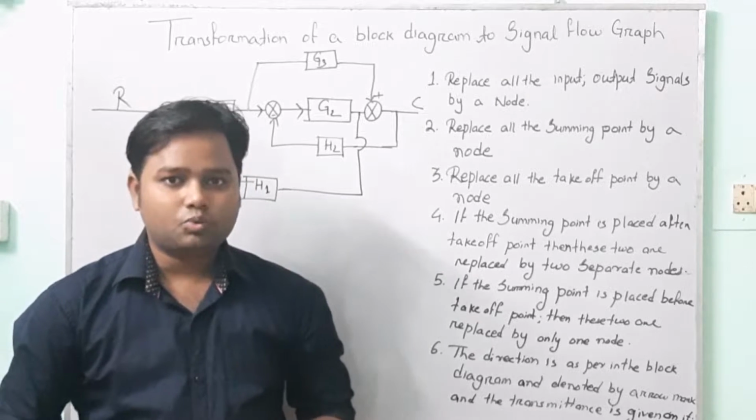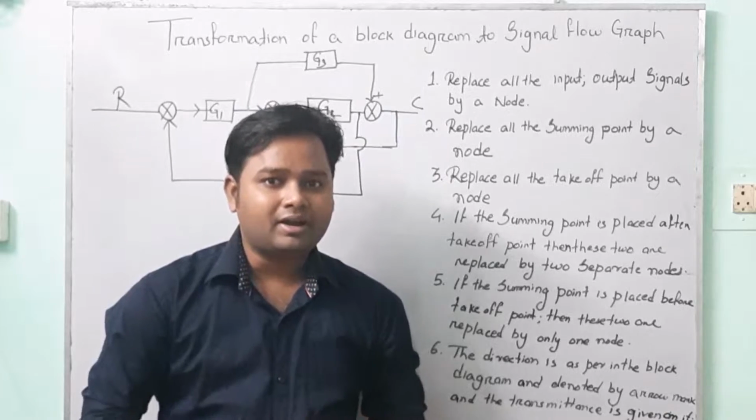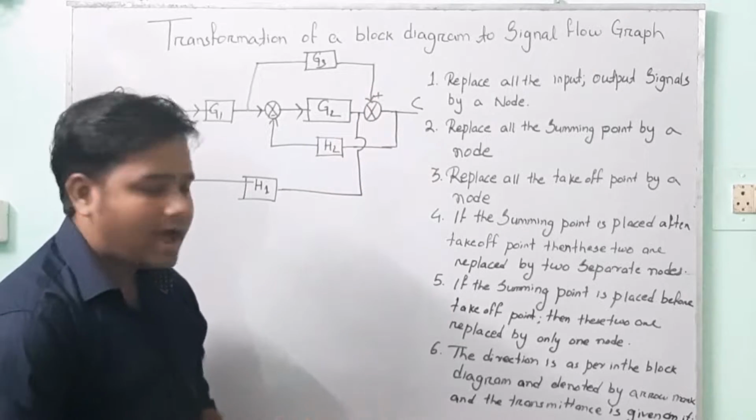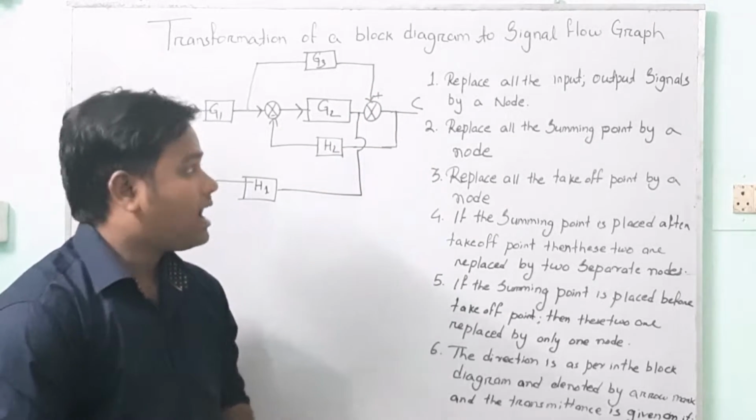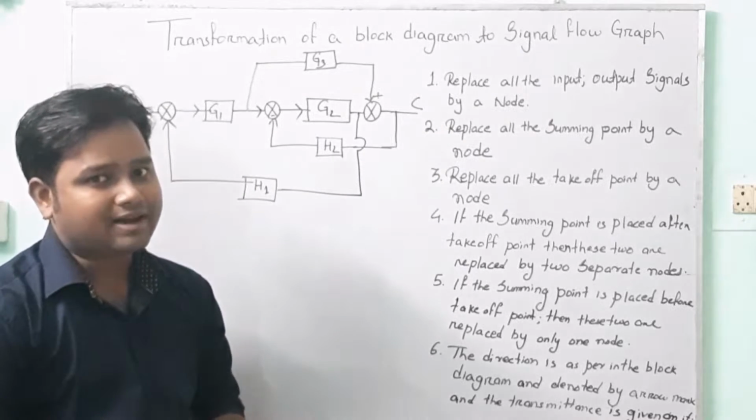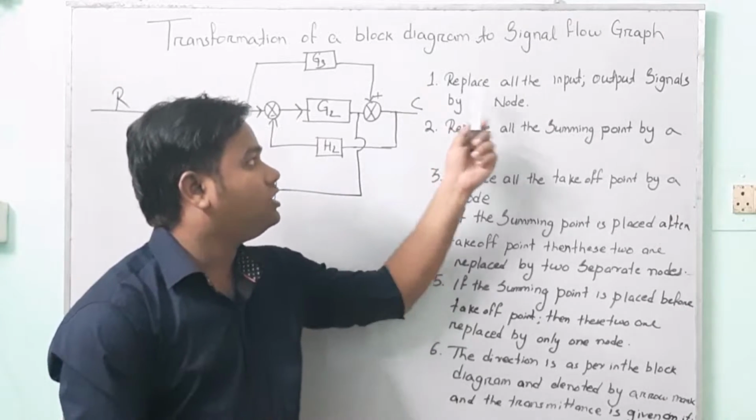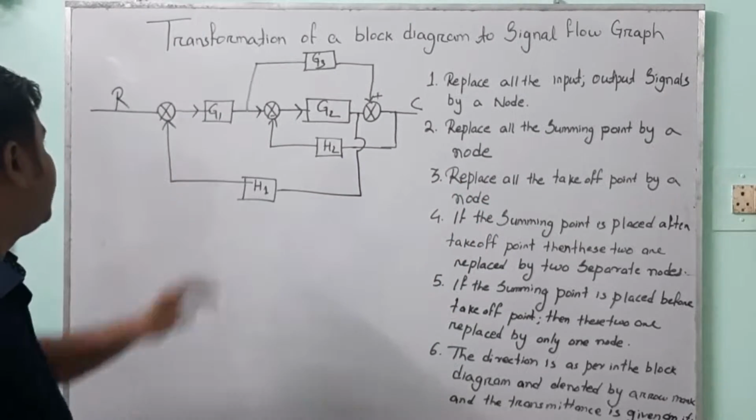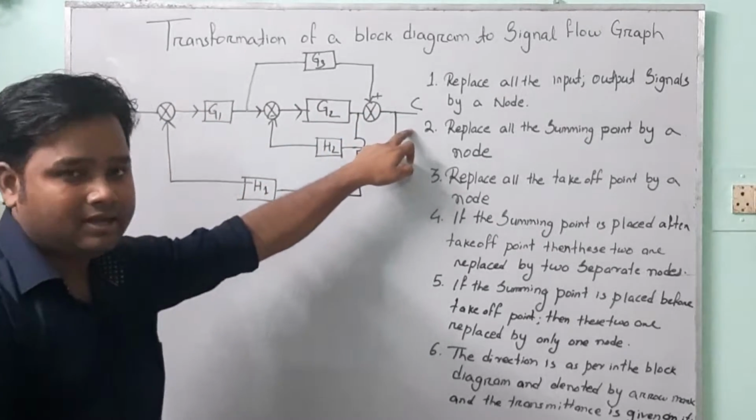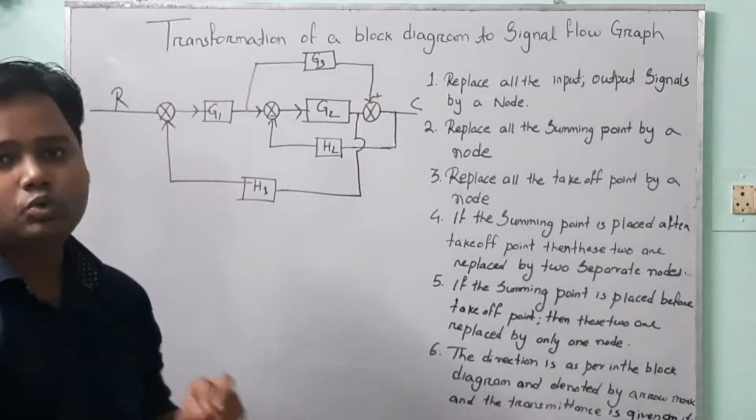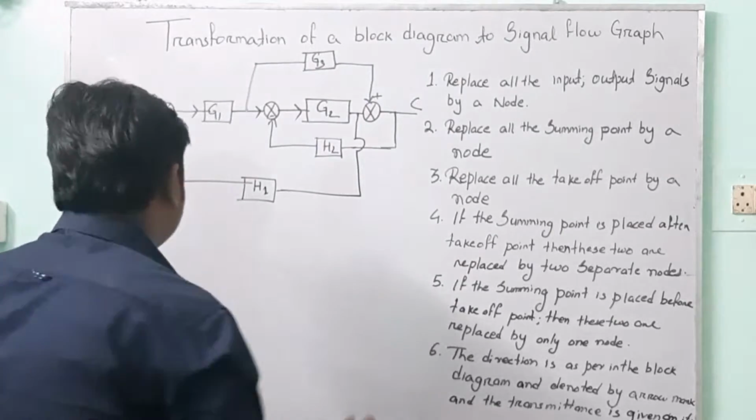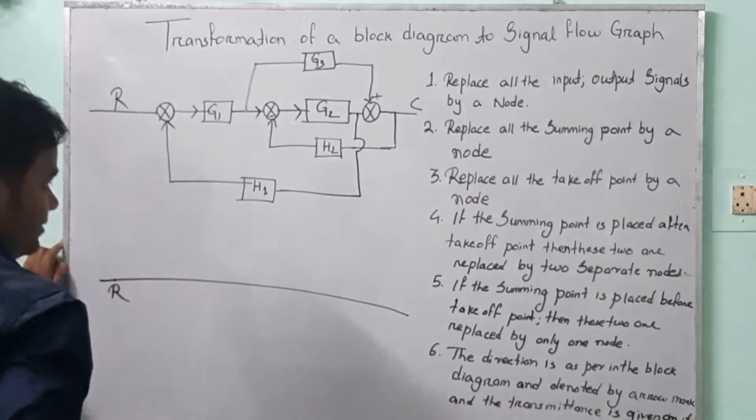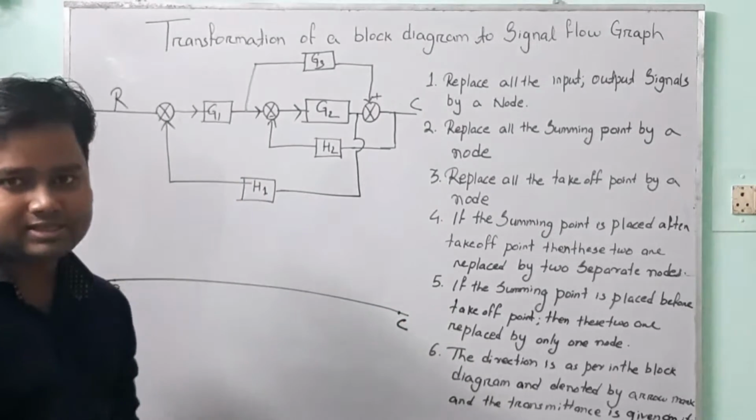So, in today's class, we will study the steps to convert a block diagram into a signal flow graph. Let's start. Here I have 6 basic points. The first point is to replace all the input and output signals by a node. This is a block diagram. Here the input is R and the output is C. The first step is to convert R and C to separate nodes. First, this node is R. This node is the C point.